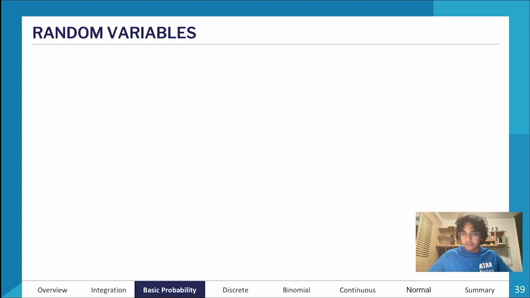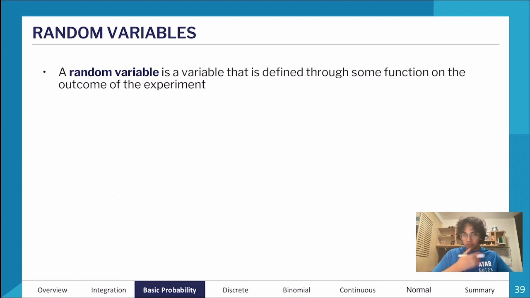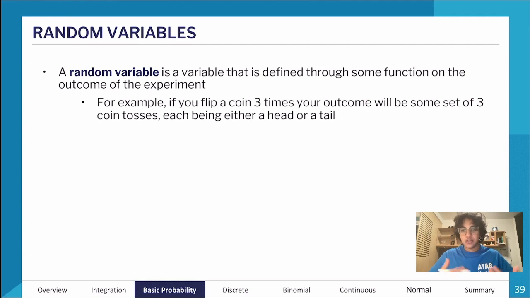Okay, random variables, what are they? A random variable, more or less, is a variable that's defined through a function, right? But this function is defined on the outcome of an experiment. So it's a little bit more complicated than your standard variable, but it's just complicated terminology for something reasonably understandable. An example here is that if you flip a coin 3 times, your outcome is going to be the set of 3 coin tosses. That's either going to be a heads or a tails, right?